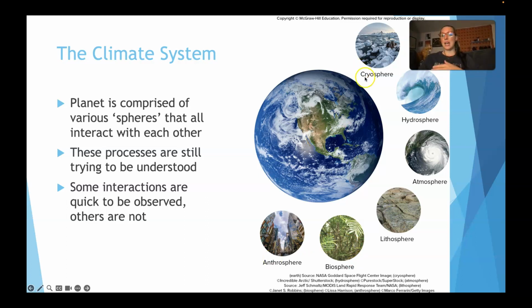So the cryosphere is ice, the hydrosphere is water, the atmosphere is everything above our heads, above land and water. The lithosphere is everything rocks, the biosphere is anything living. And then, of course, the anthrosphere is the human touch. So all of these interactions between these various spheres are still trying to be understood.